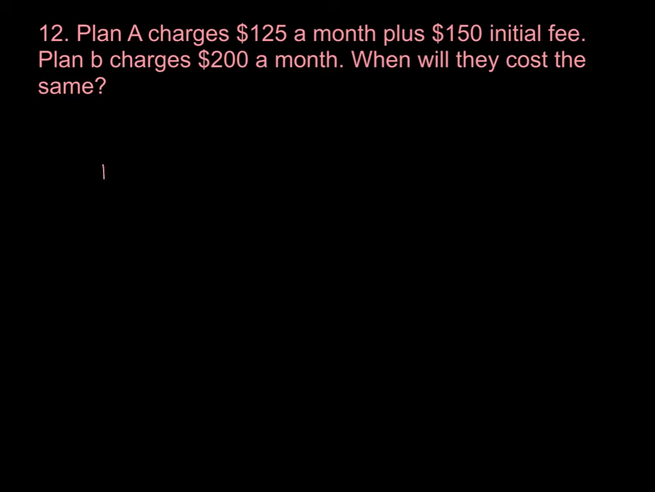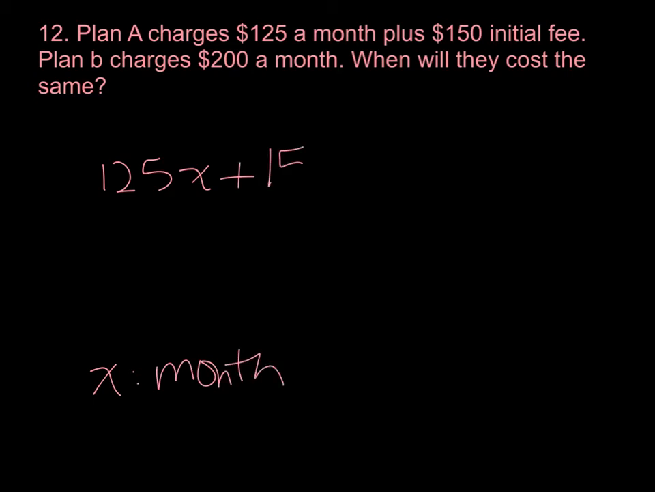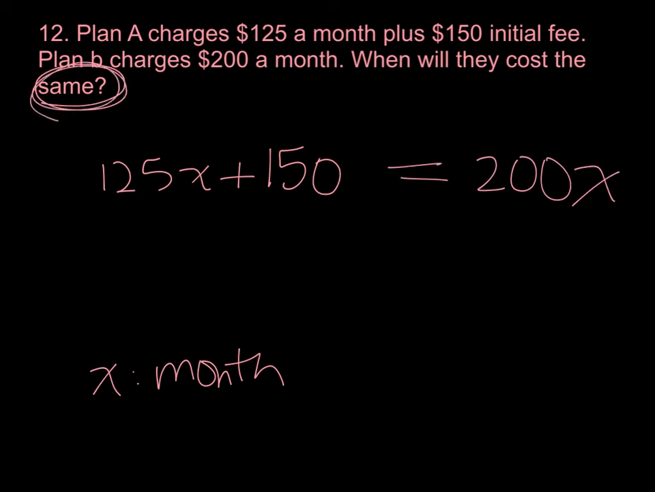Alright, so I have $125 a month. That's my x variable, so x represents months. Plus $150 initiation fee, meaning the initial cost. Then I have another plan that charges $200 a month. I want to know when they'll be the same, so that's when I set them equal to each other. That's how you set up an equation.